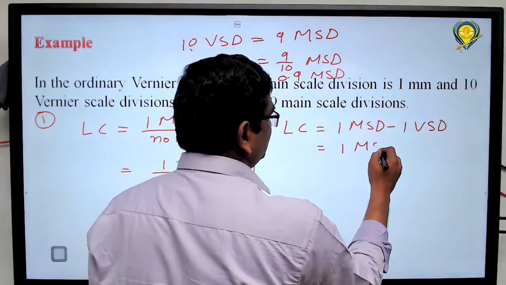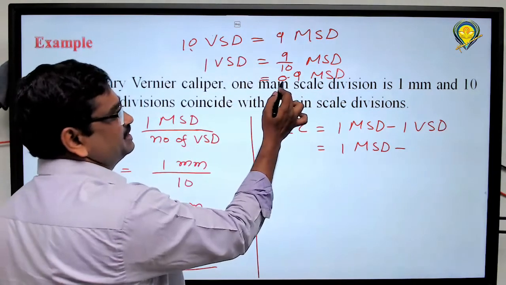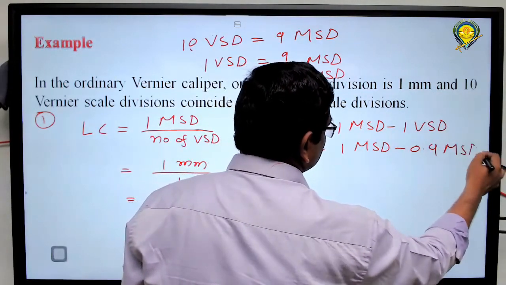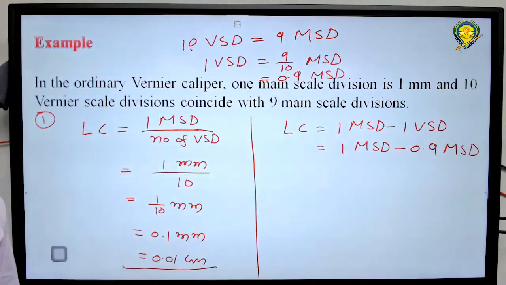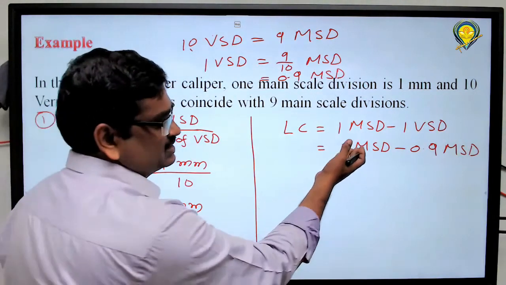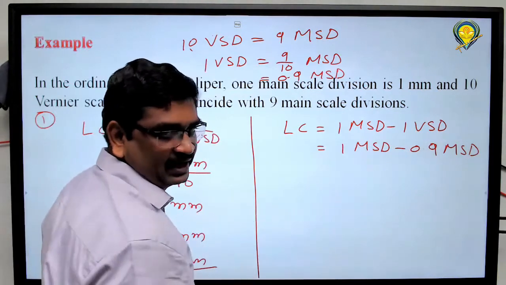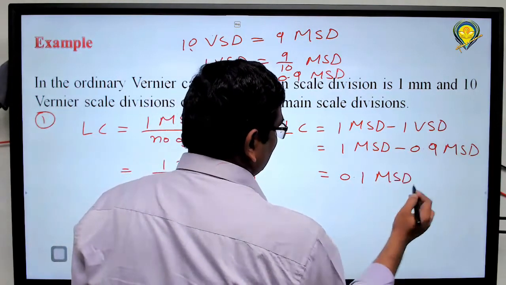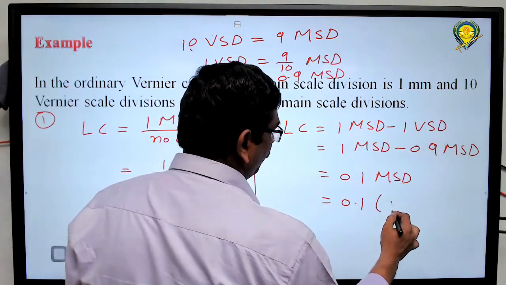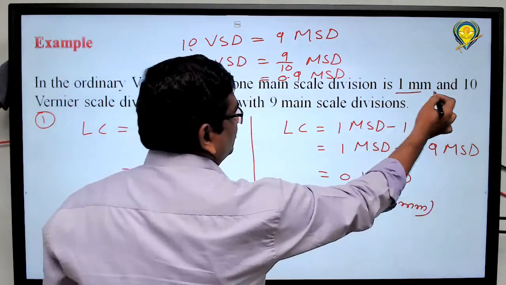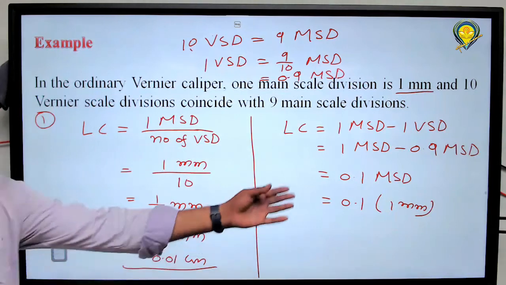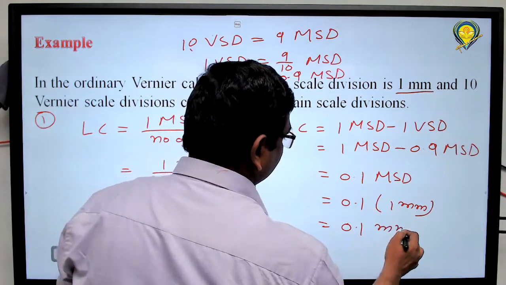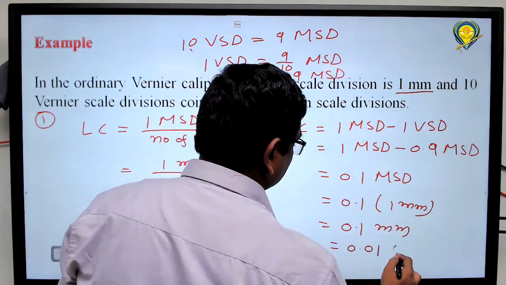So 1 main scale division minus 1 vernier scale division is how much? 0.9 main scale divisions. Now take main scale divisions; both are main scale divisions only. This is 1, this is 0.9. So 0.1 main scale division. So what is the value of the main scale division? He gave that the main scale division is 1 mm. Just substitute that also. So 1 mm into 0.1, 0.1 mm or 0.01 centimeter.